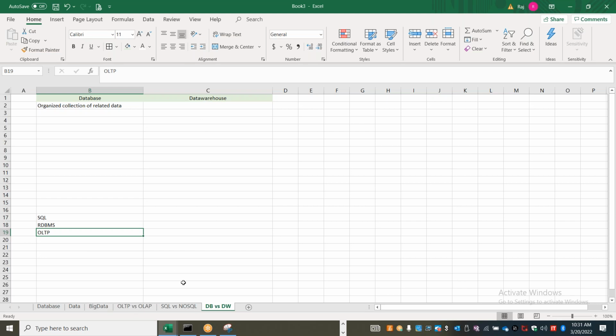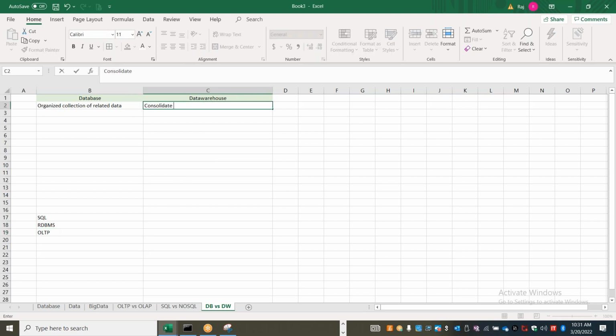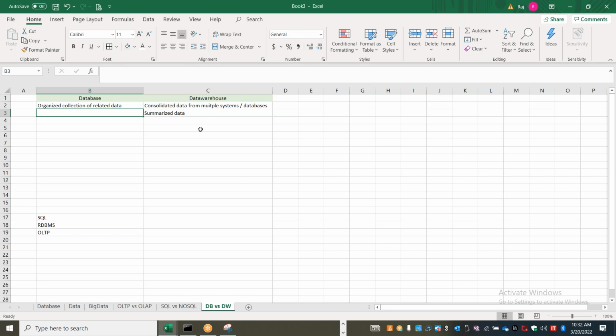Similarly, data warehouse, not only SQL, OLAP, these are all closely related terms. Here data warehouse is more about consolidated data from multiple systems. It can be from multiple databases also, I would say. Here we are talking about data which is already summarized, the location where the data will get processed. It is not about storing live data. We are talking about summarized data, data which is already consolidated and put in here.